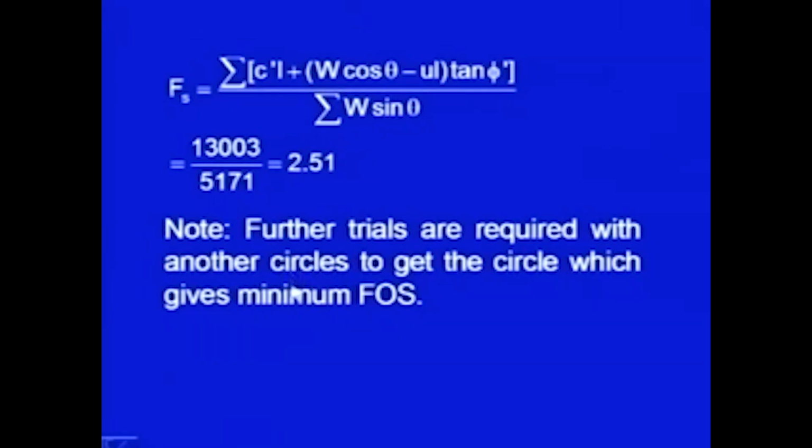And to get the factor of safety of the slope, further trials are required with other circles. We have to take a large number of circles and calculate the factor of safety for all of them, and the minimum has to be selected as the factor of safety of the slope, and that circle will be the critical circle.